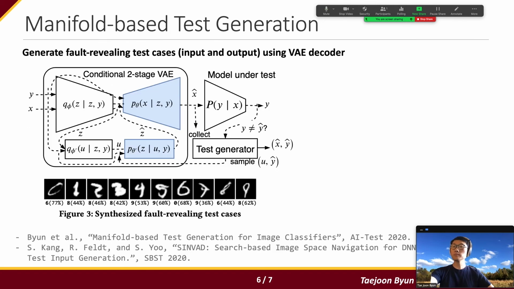Another idea that we propose is generating novel fault-finding test cases from the manifold. We use conditional VAE, which learns manifold per class label, so that we can specify the label upfront when generating test cases. Novel test cases can be sampled from this manifold and run on the model under test to find the faults in the model. This framework can quickly generate lots of realistic yet fault-revealing test cases, like shown in this figure. We developed this idea further, and it will be presented in AI Test 2020.